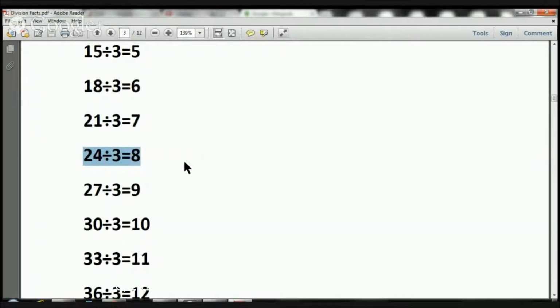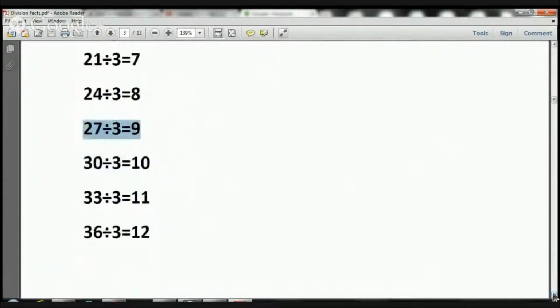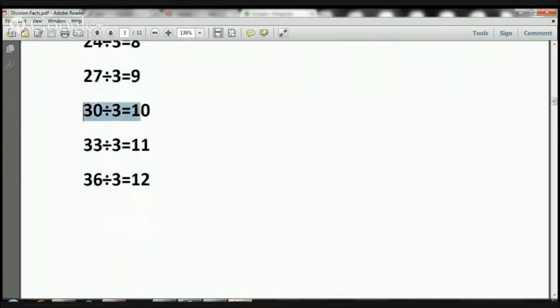24 divided by 3 equals 8. 27 divided by 3 equals 9. 30 divided by 3 equals 10. 33 divided by 3 equals 11. And 36 divided by 3 equals 12.